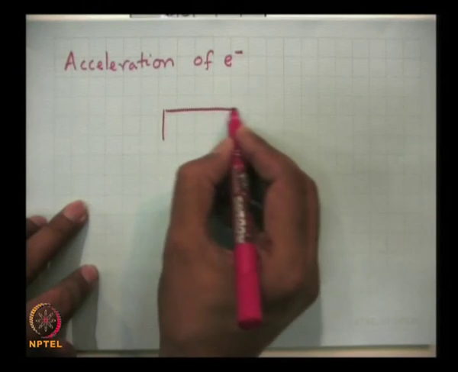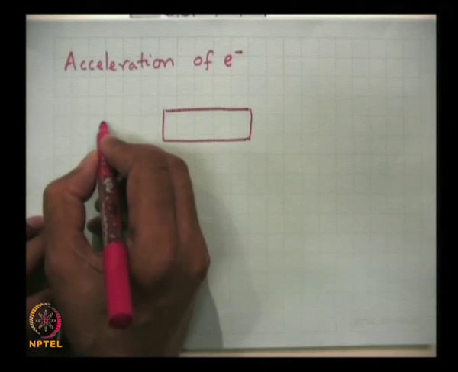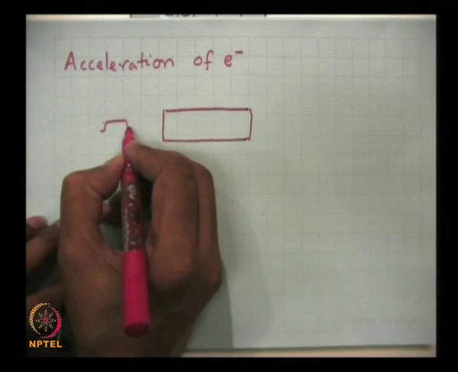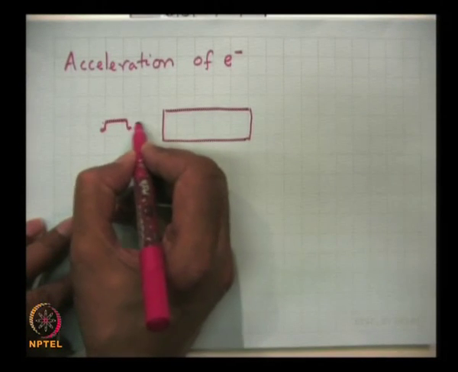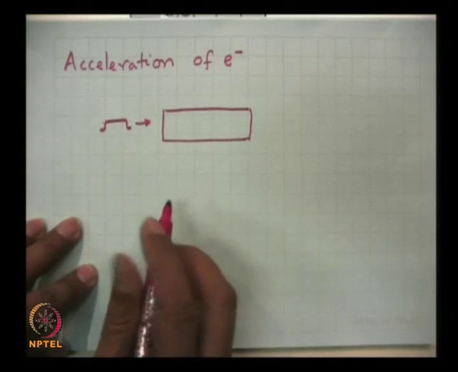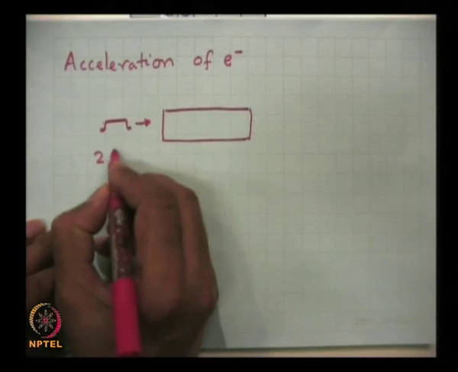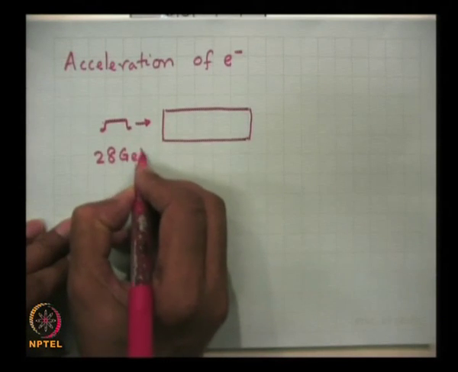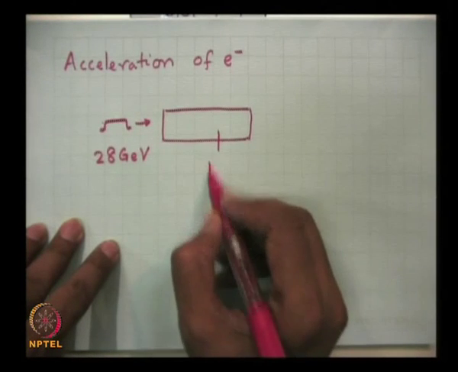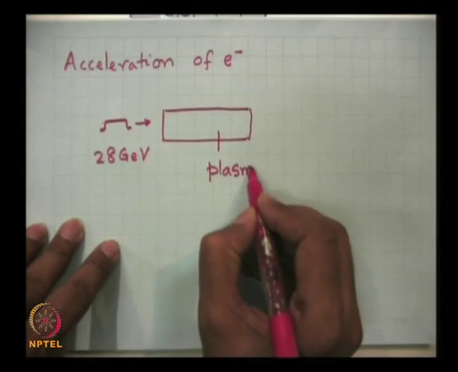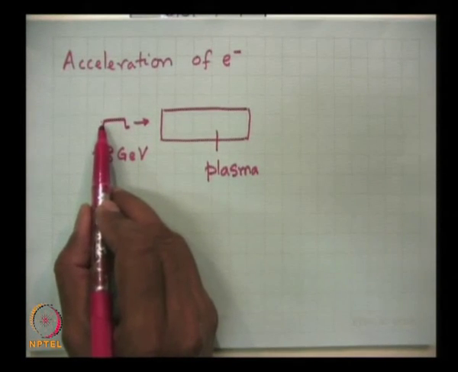People consider a plasma, they launch an electron beam of typically so much length. This is the temporal length or spatial length of the beam. The beam is going like this. The beam that was chosen for this study was about 28 GeV, a highly relativistic electron beam, launched into a plasma. This is the plasma. What was seen, this is the front of the beam, this is the tail of the beam.